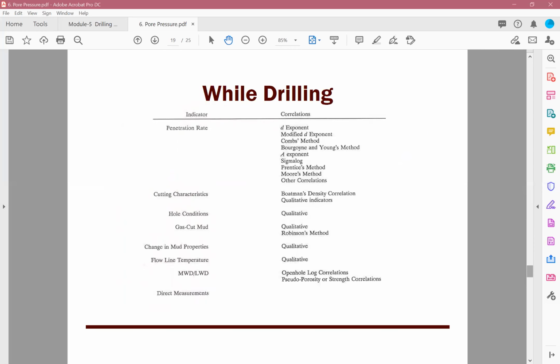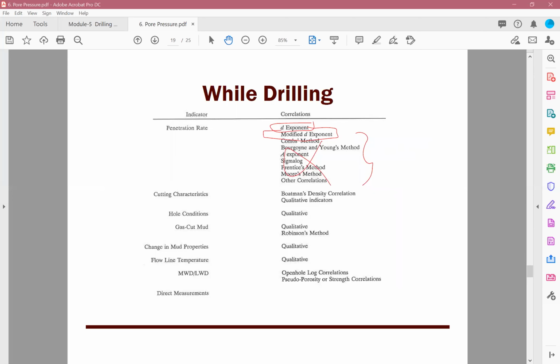Okay, so different methods while drilling. You can use penetration rate. Many methods have been developed. The main one that we talk about is called the D exponent. We will talk about it today, and the modified D exponent. The rest we don't talk about.